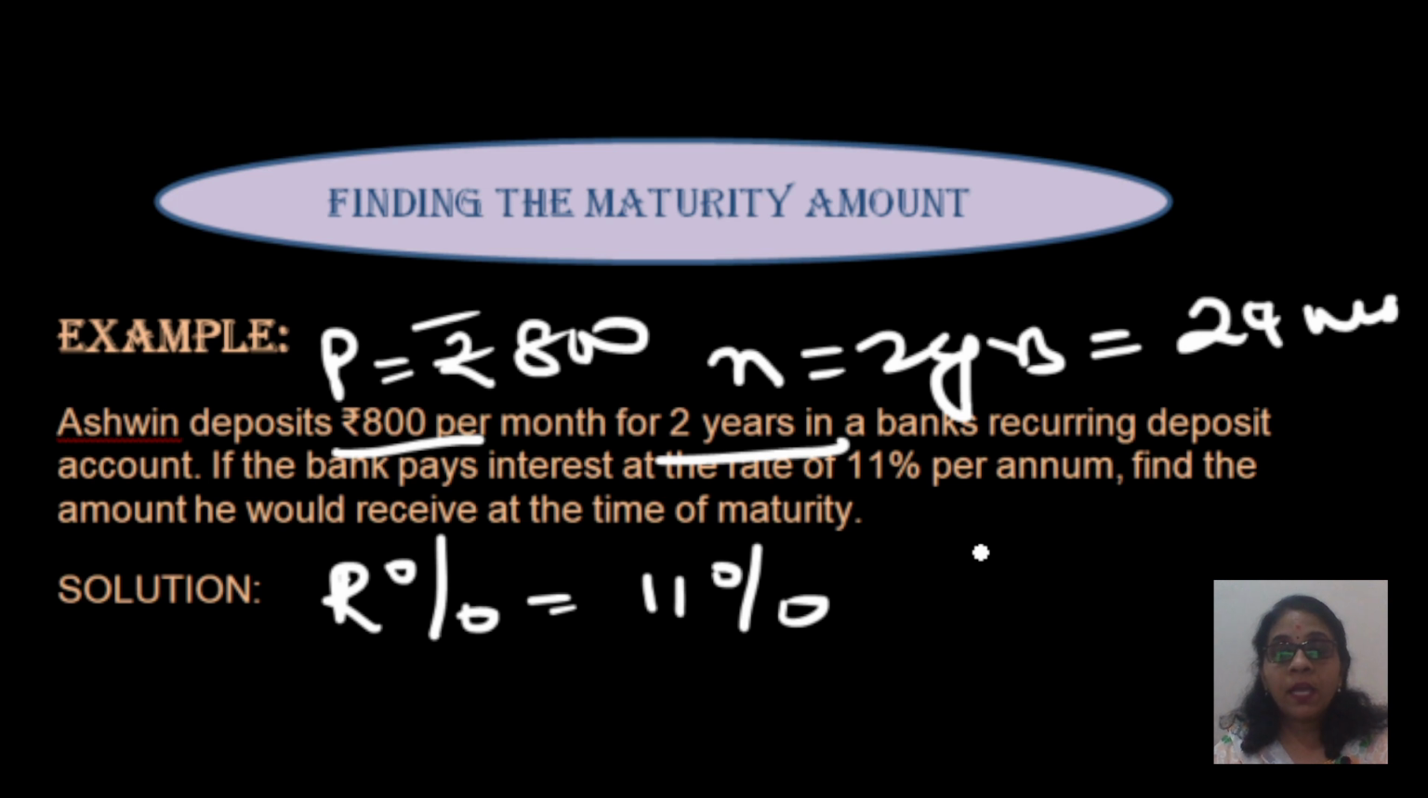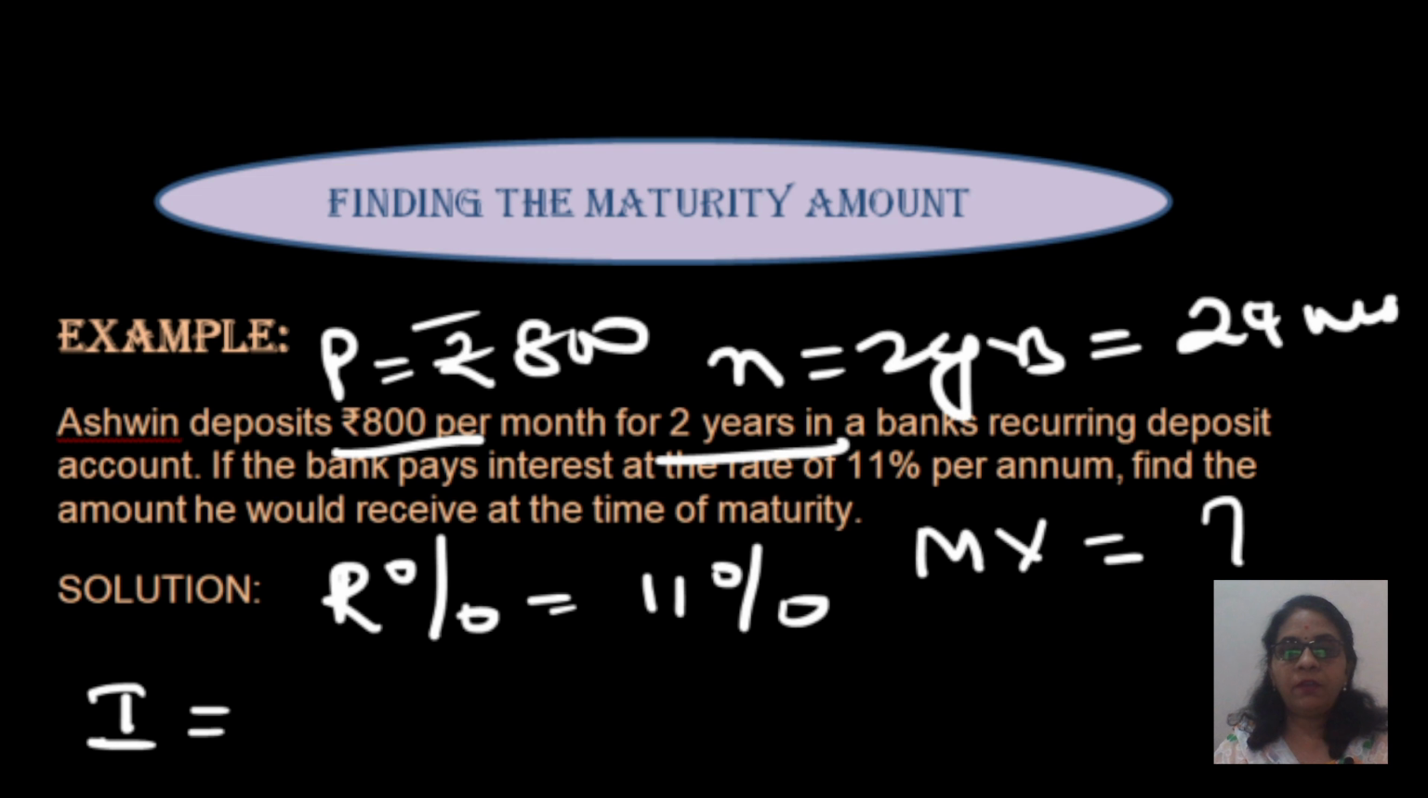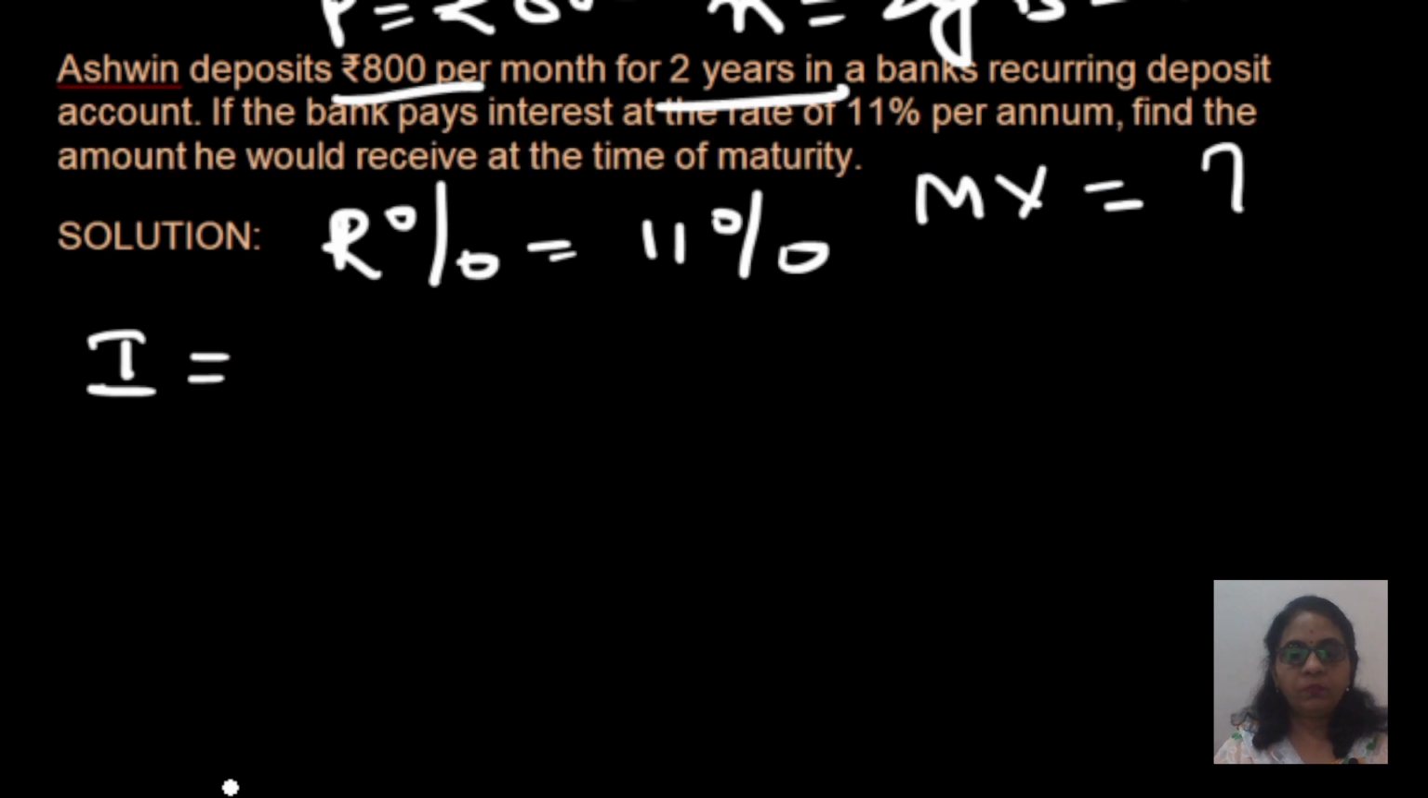And what are we asked to find? We are asked to find the maturity value. So, to find the maturity value, you should first find the interest. What is the formula for interest, children? Can you tell? Interest is equal to P, which is 800.